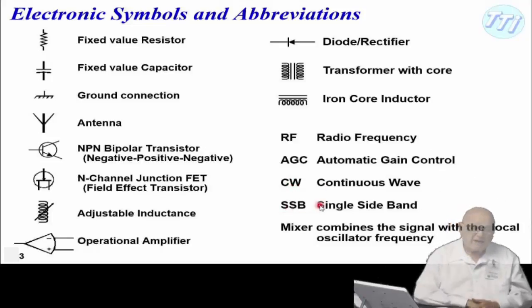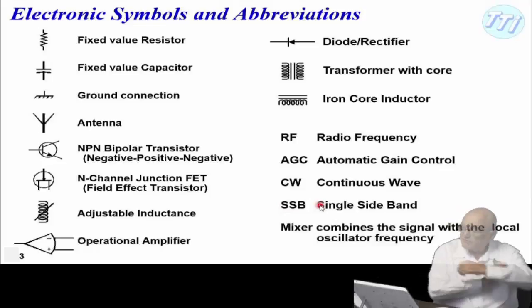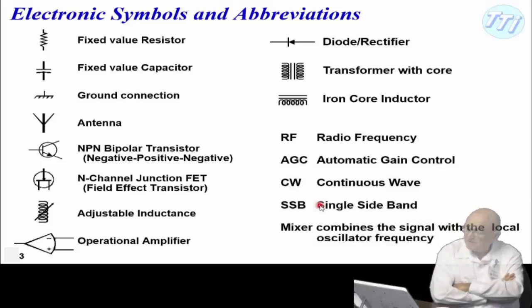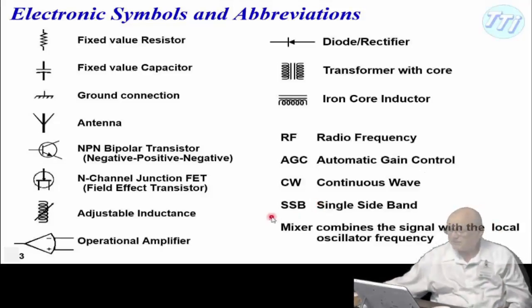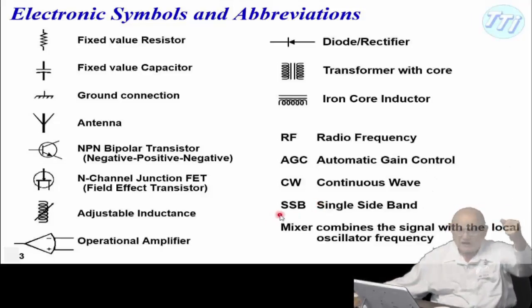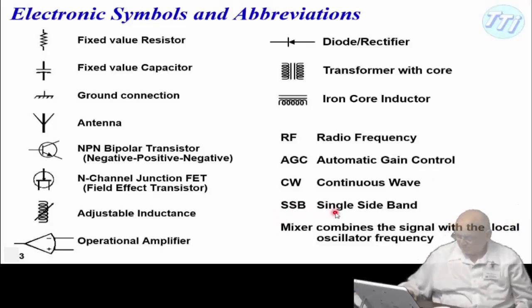SSB, single sideband. When you actually mix the signals together, remember that? You had the two original frequencies, and you got the sum and the difference. The sum signal and the difference signal are called sideband frequencies. And the SSB means I'm going to get one of those sidebands. It usually selects the lower frequency.